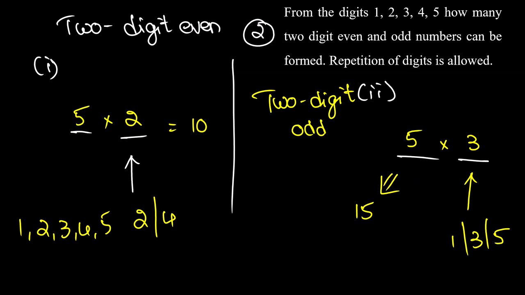Remaining numbers are available for the next. 4 into 3, 4 into 2. So for every question from here onwards, you think: if repetition is allowed, what can be done? If repetition is not allowed, what can be done for this question? How can I handle this? You question yourself for every question, what is the better way?